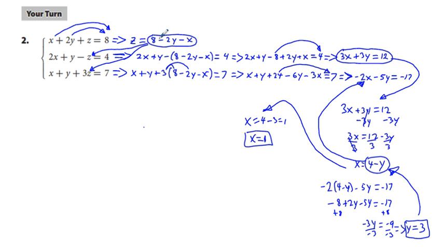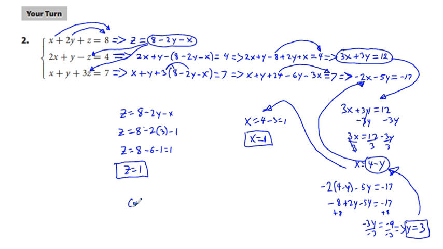We have this equation up here, z equals 8 minus 2y minus x. So z equals 8 minus 2y minus x, and we're substituting in for x and y. So z is equal to 8 minus 2 times 3, and we have minus x, which is minus 1. So we have z is equal to 8 minus 6 minus 1, which equals 1. So z equals 1. And so our coordinate triple is going to be the point x is 1, y is 3, and z is 1.